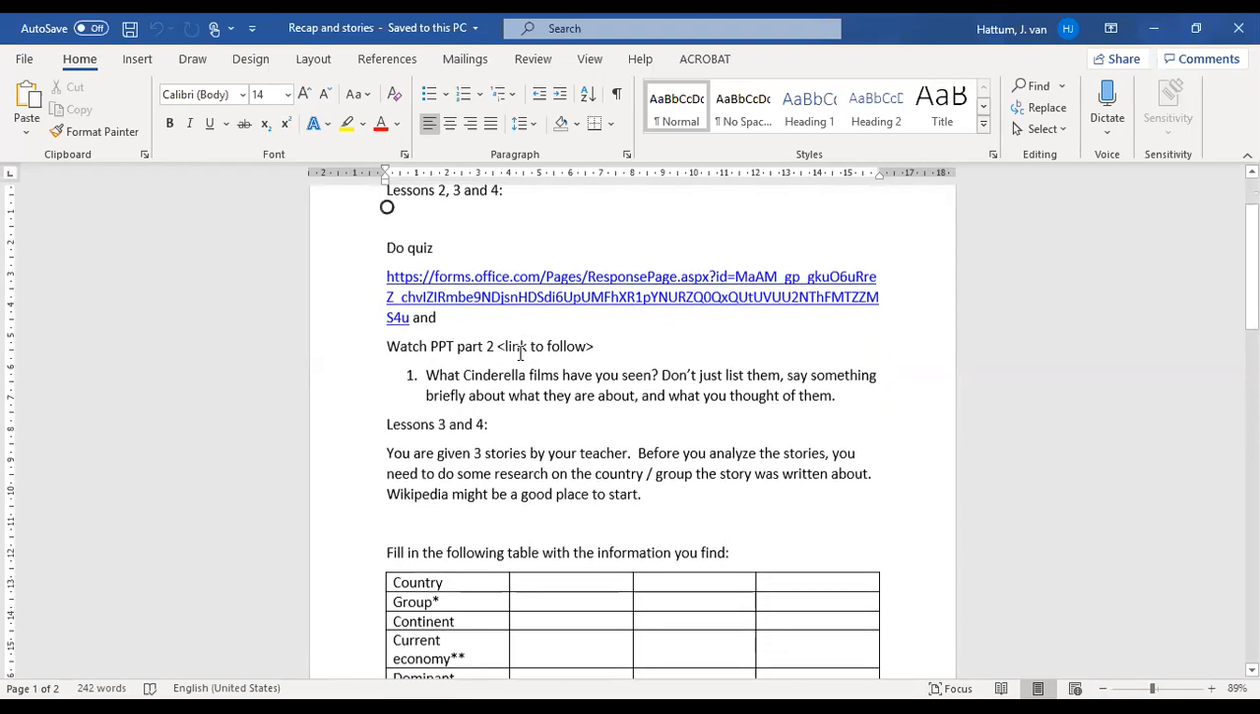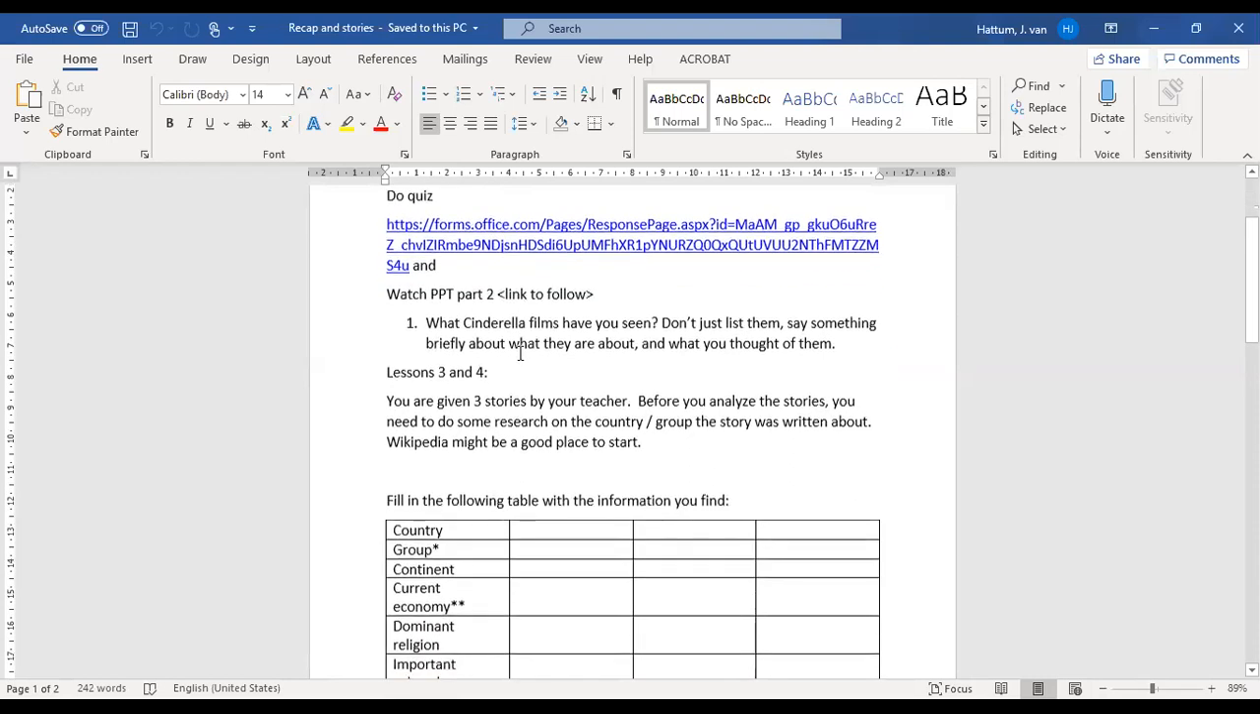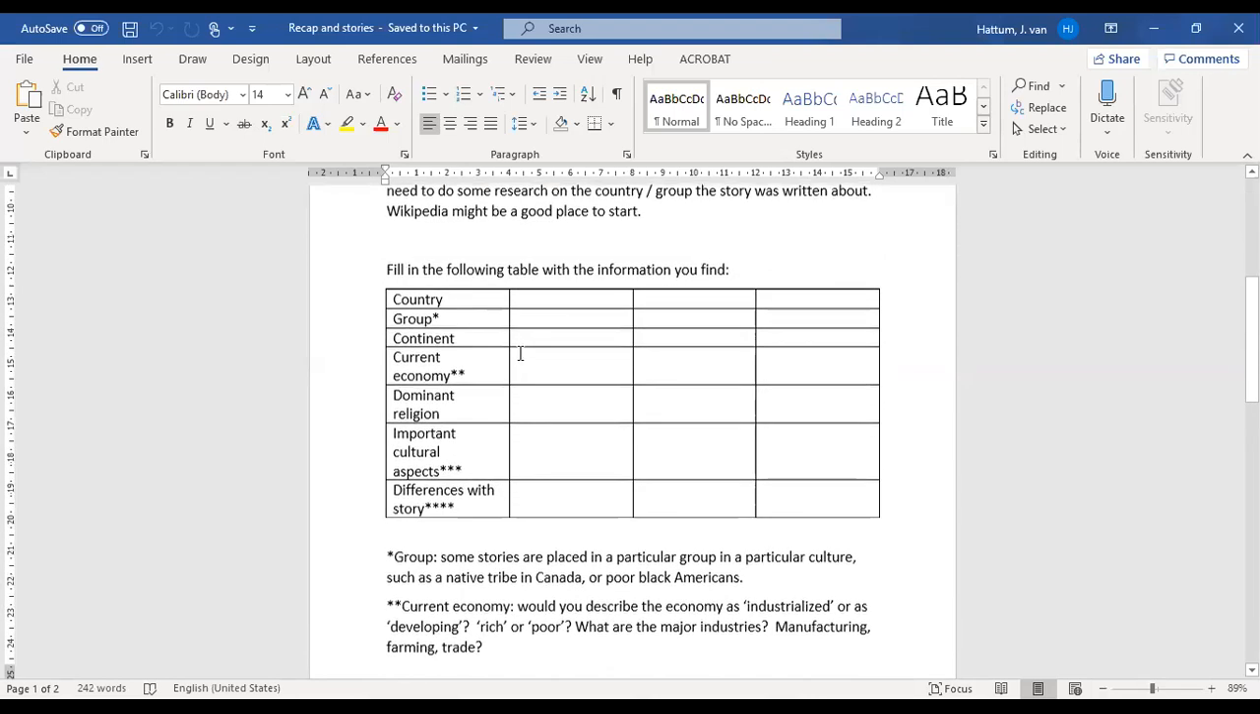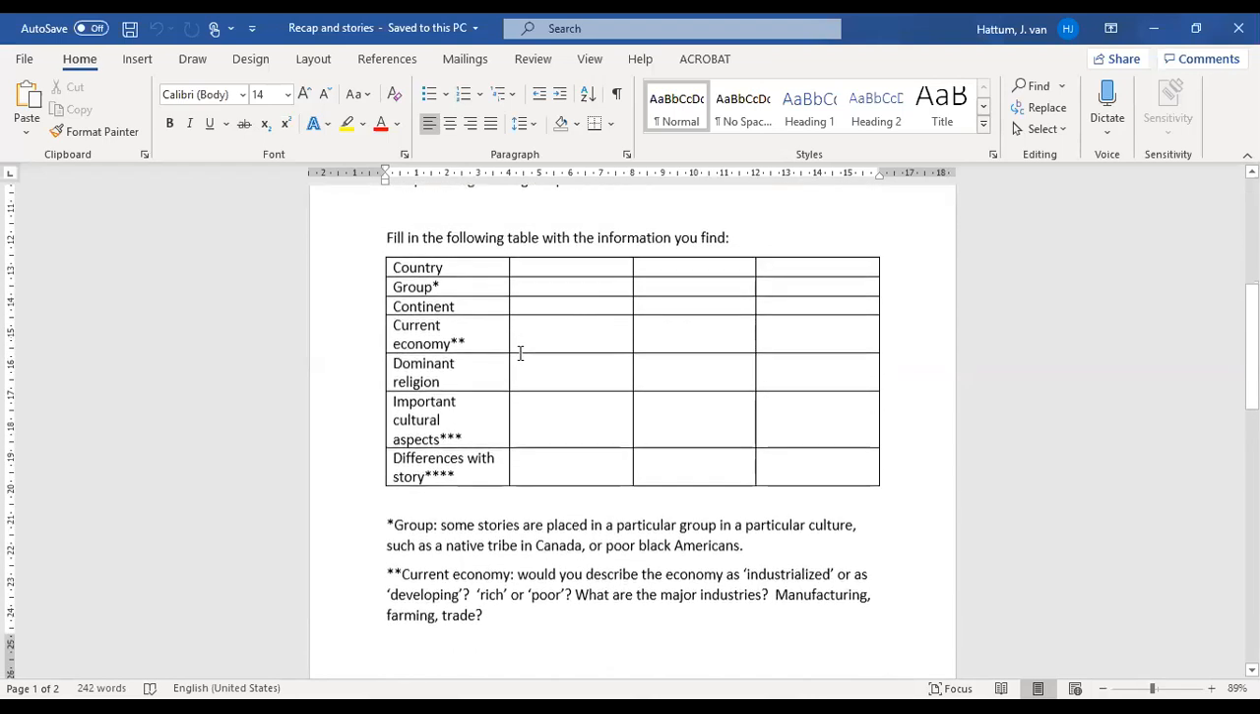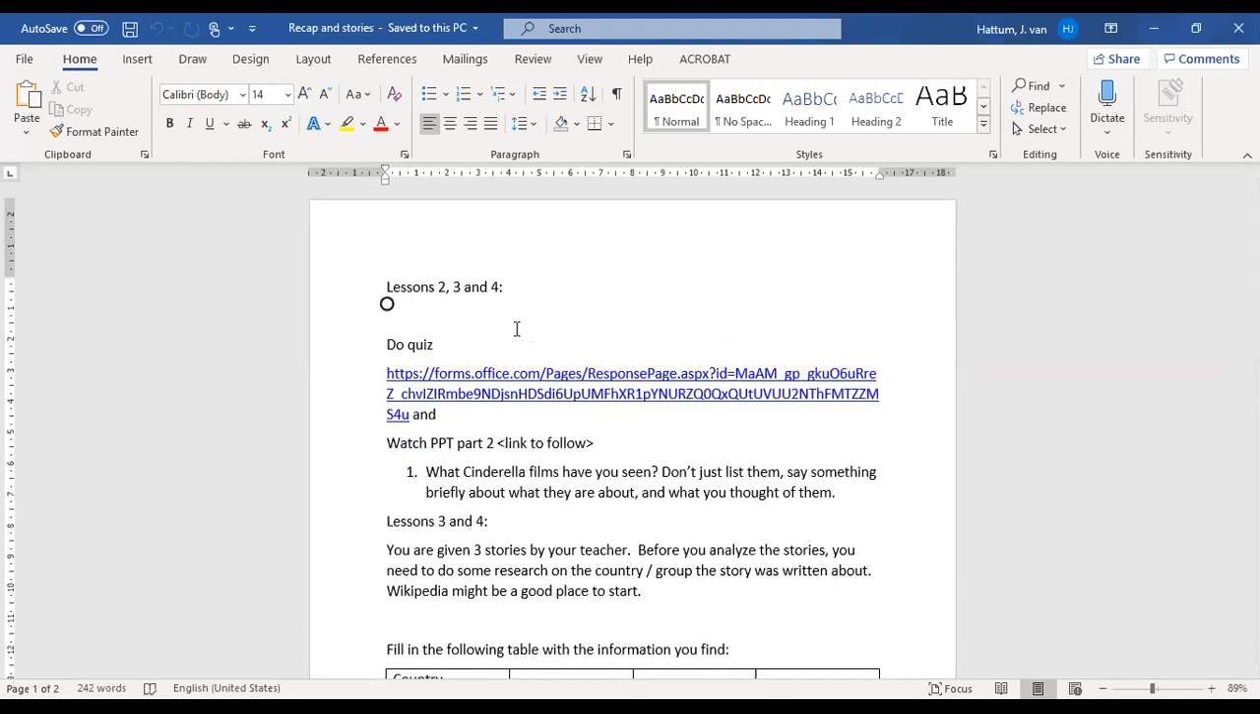Sorry. So I've got a quiz here. Quick questions, easy peasy lemon squeezy. That's when you watch the film that I'm going to embed, as I said, and this is the table that you can fill in with the information you find on your stories.